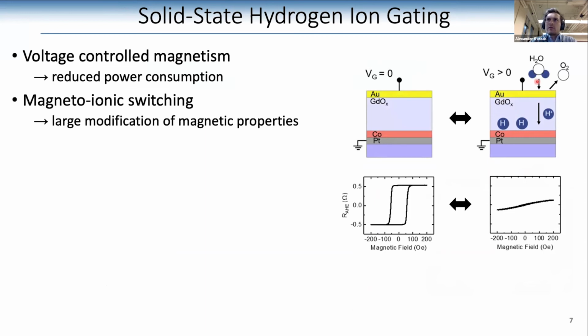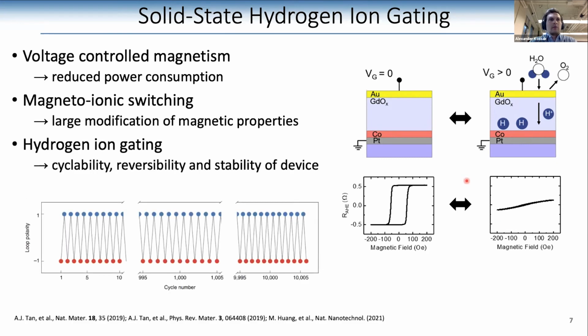So how it works essentially is that ambient water in the atmosphere is split at the interface with an applied voltage, the interface of gold in the atmosphere, and then protons are driven through a proton-conducting oxide, and then they're reduced to hydrogen at the interface of the magnetic material. And this can modulate the magnetic anisotropy from out of plane to in plane. It's reversible. The reason we're using hydrogen as opposed to other ions for magneto-ionic gating, for example lithium, oxygen or nitrogen, is because hydrogen has been able to show quite high cyclability for a gadolinium cobalt device, up to 10,000 cycles.